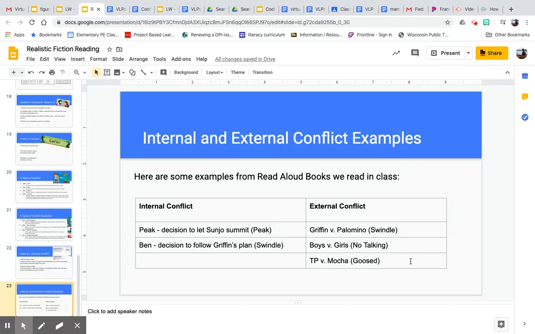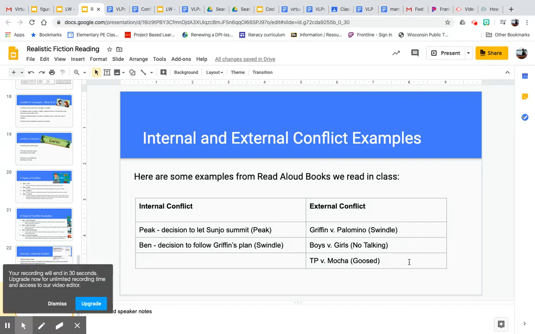And then if you think back to the beginning of the year, we read that great book, Goosed. We have TP, the main character, the dog, versus Mocha. And they're kind of battling throughout the book, right? Mocha annoys TP. TP's kind of mad and mean to Mocha, and they go back and forth. And at the end, they become friends. But there's a lot of external conflict between those characters.